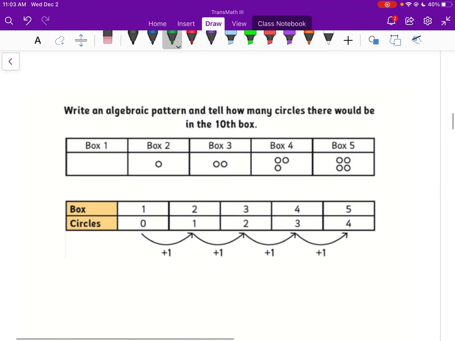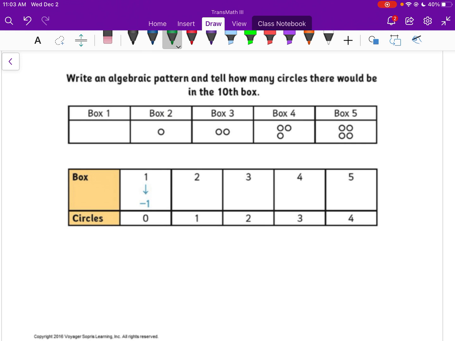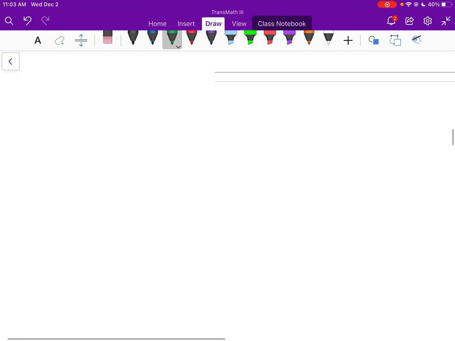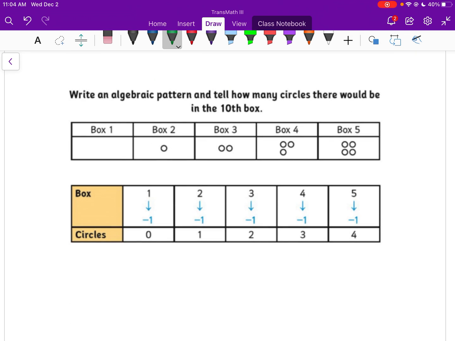Okay, and then from there, let's compare the box number to the circles. To get from 1 to 0, you're subtracting 1. 2 to 1, you're subtracting 1. 3 to 2, subtracting 1. 4 to 3, you're subtracting 1. So to get from the box to the circles, you are subtracting 1. Now when we're doing this, we want to write an equation that can help us figure out how many circles box 100 would have, or whatever box number I could ask for. So in order for this one, you're always taking the box number minus 1 to equal the circles.